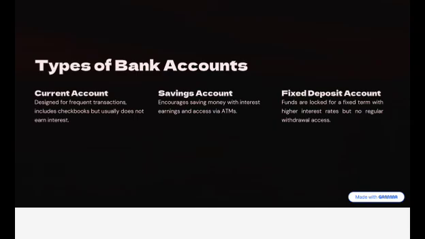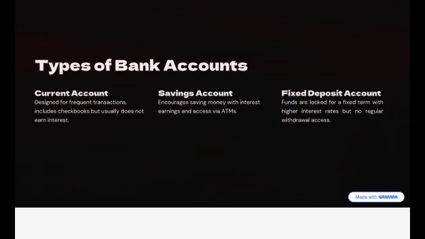Talking about savings account. A savings account is quite different from the current account which we spoke about earlier. A savings account is designed to help customers save money and earn interest on their deposits. This is ideal for individuals who want to save money and earn interest. Now, what are the main features of savings accounts?